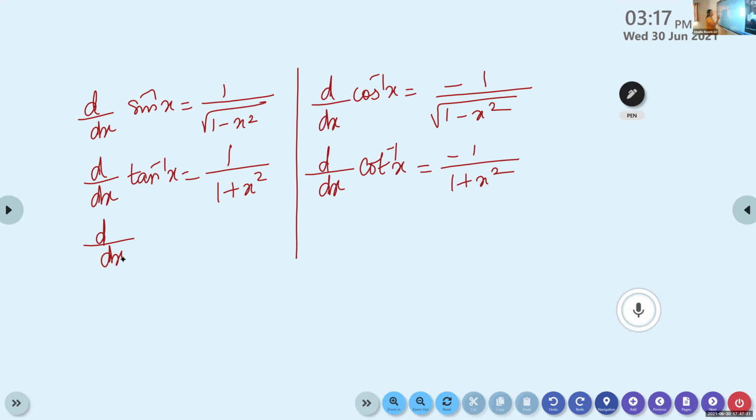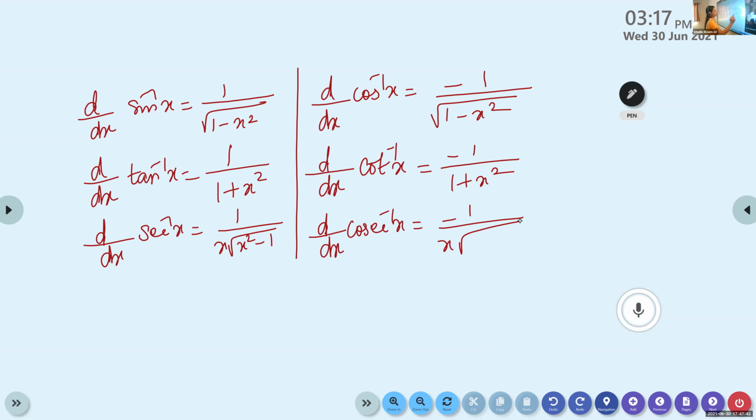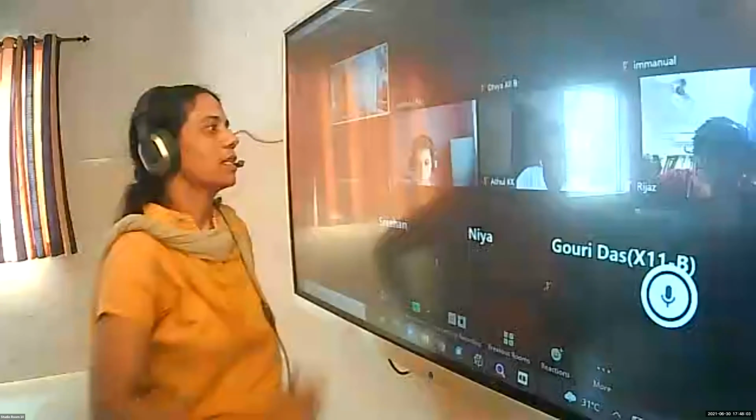Similarly, d by dx of sec inverse of x is 1 by x into root of x square minus 1. The derivative of cosec inverse of x is minus 1 by x into root of x square minus 1. Write the 6 formulas in your formula booklet. Are you having the formula booklet with you? Today itself, learn and write all the 6 formulas. We have learned 6 new formulas for derivatives.